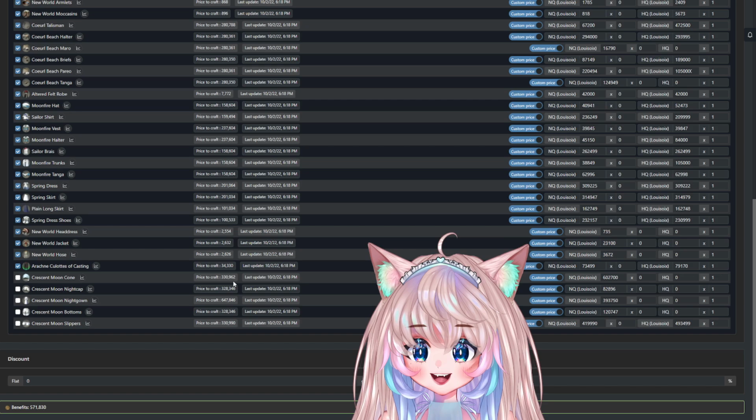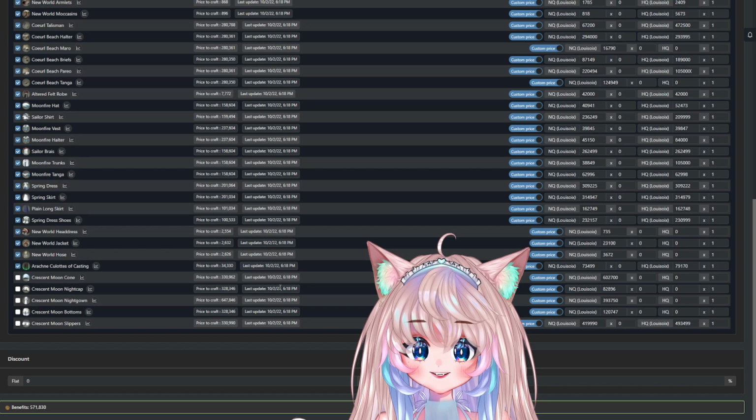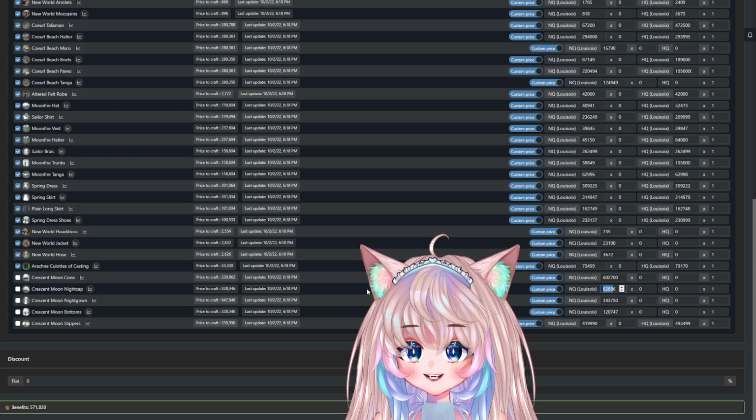And look at this crescent moon nightcap. It costs 328,000 to craft, but it's only sellable at 82,000. Always take a look at the price of craft and make sure you've got enough for the investment and that you're crafting at a profit.